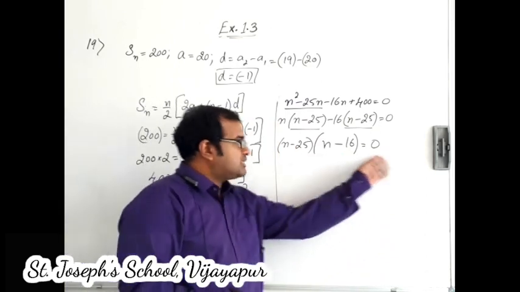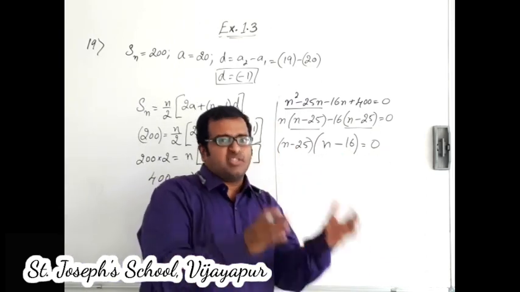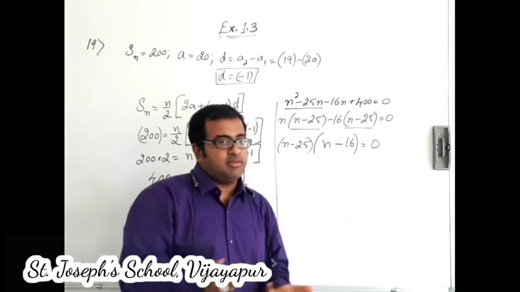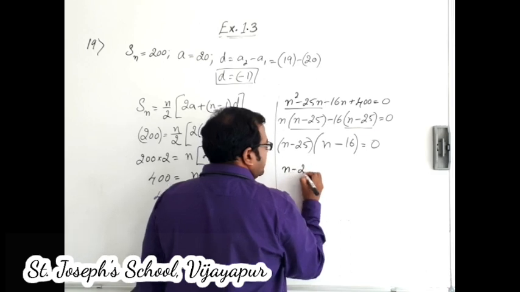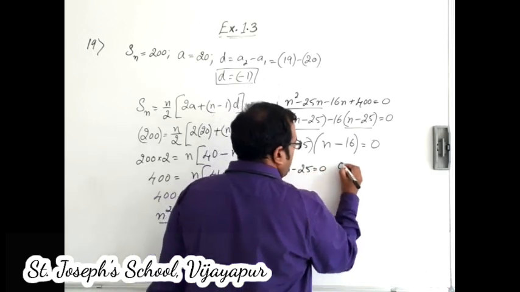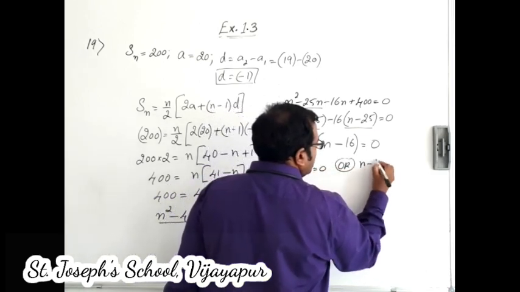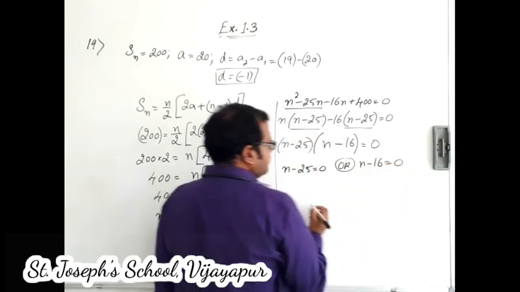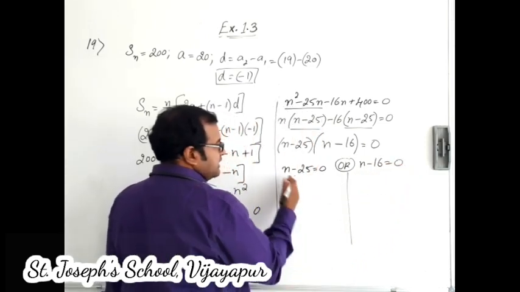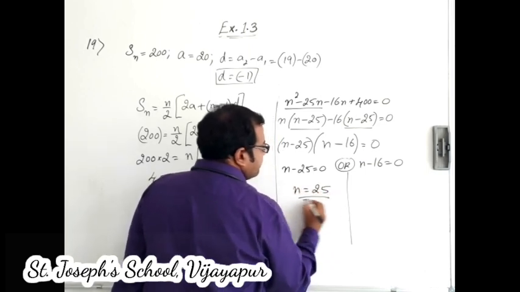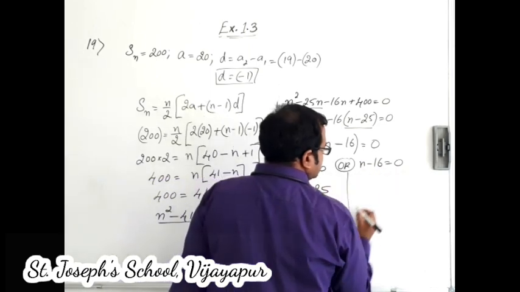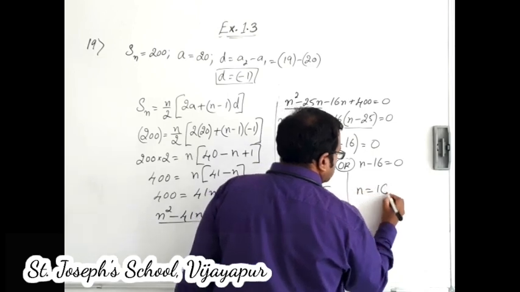So when the product of two numbers is 0, either the first one should be 0 or the second one should be 0, or both of them may be 0. So let us compare the situation now. Either n minus 25 is 0, or the other option is n minus 16 is 0. Let us check both of them separately. If n minus 25 is 0, then n is equal to 25. If n minus 16 is 0, then n is equal to 16.